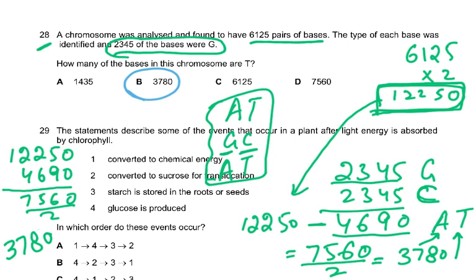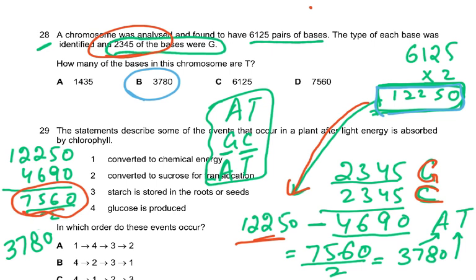Please try to understand it. We said base pairs. So 6125 into 2 is the number of bases, right? Then we were told that there were G's. So there were 2345 G's, so add 2345 G and 2345 C. So 4,690 is subtracted from the 12250. This is coming from here. Now when you subtract it, the answer is 7560. Now you have to divide this by 2, and the answer is 3780.